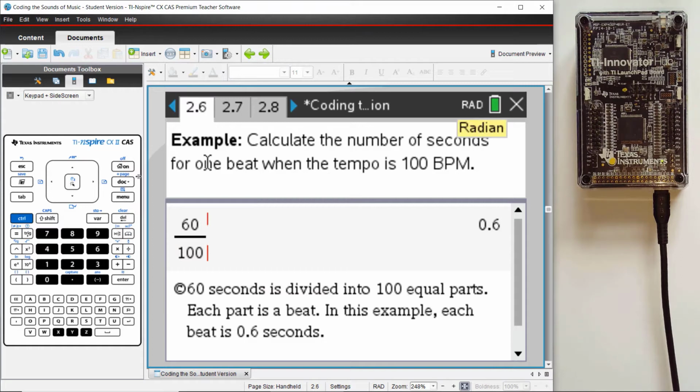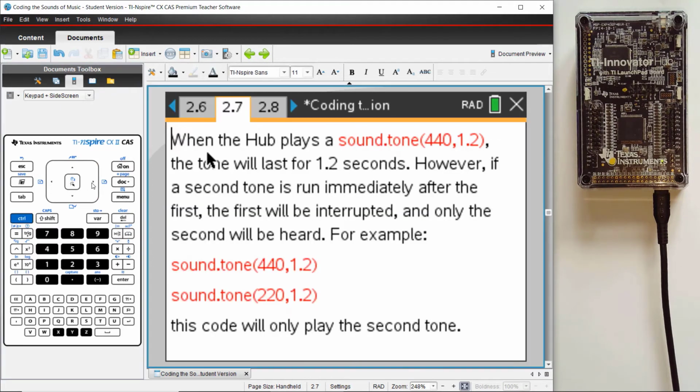Let's go to the next page and read the instructions. Here are some instructions describing how to play a tone for a period of time. Remember, we learned in the previous challenge that the sound.tone method takes two arguments. The first being the frequency that is played for the tone, and the second argument or parameter is the time interval that it is played.